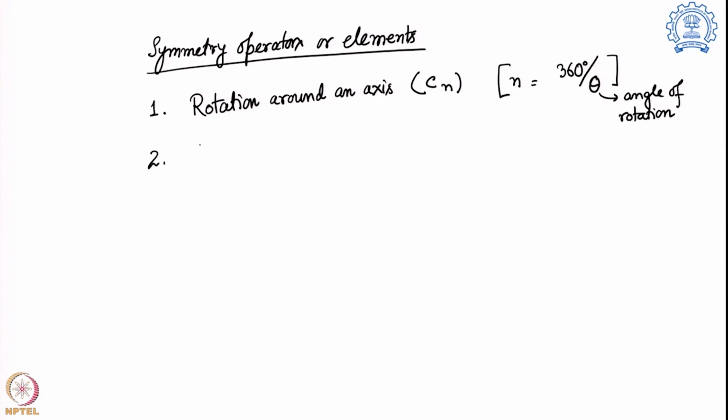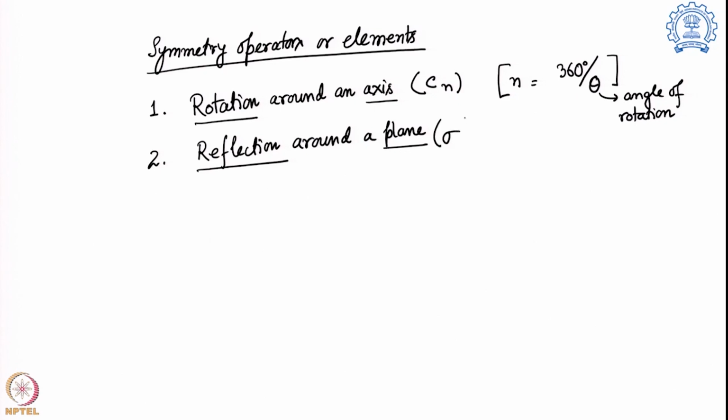Then comes the reflection around a plane. So, over here reflection is the operation, plane is the element. Previously rotation was the operation and axis or line was the geometric entity or the symmetry element. And this is given as sigma, which can have 3 different forms: sigma h, sigma v and sigma d.